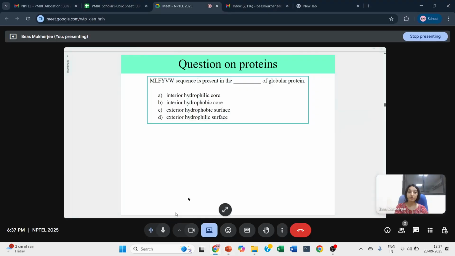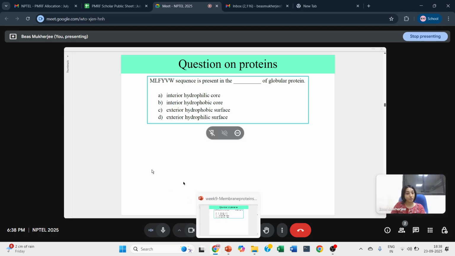Now this is the kind of question that you can expect. So see, here is a sequence given to you, an amino acid sequence. So this is present in the dash of a globular protein. So you have to tell me whether this is present in the interior hydrophobic core or in the exterior hydrophilic surface. So if you look at the residues, you see that most of these are made up of hydrophobic residues, right? So now hydrophobic residues are more likely to be in the hydrophobic core of the protein for proper folding and stability of the protein.